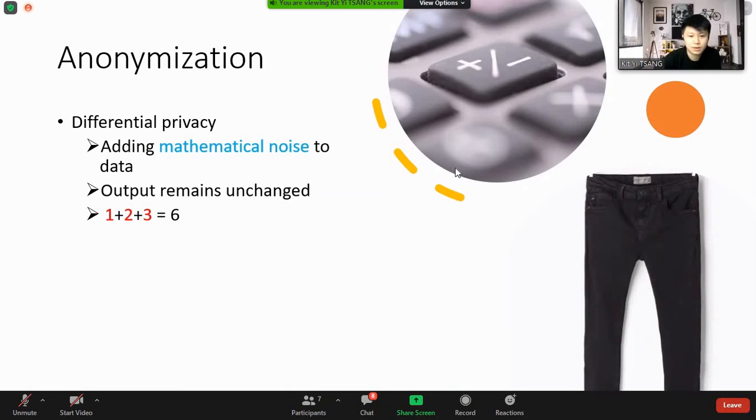To protect customers' privacy, mathematical noise is added to the data. In this way, the exact number of jeans bought by each customer is not known. But we can still know the sales of the new jeans by viewing the data output. So actually you can buy 20 pairs of jeans at once, and no one will blame you for wasting resources.